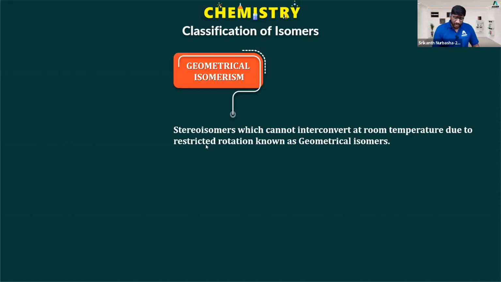So the first point is stereoisomers which cannot interconvert at room temperature due to restricted rotation. They are known as geometrical isomers. Why is the rotation restricted around the carbon-carbon double bond? That's the first question you should ask yourself. We know this; I think we have explained the same in chemical bonding also, if you remember.